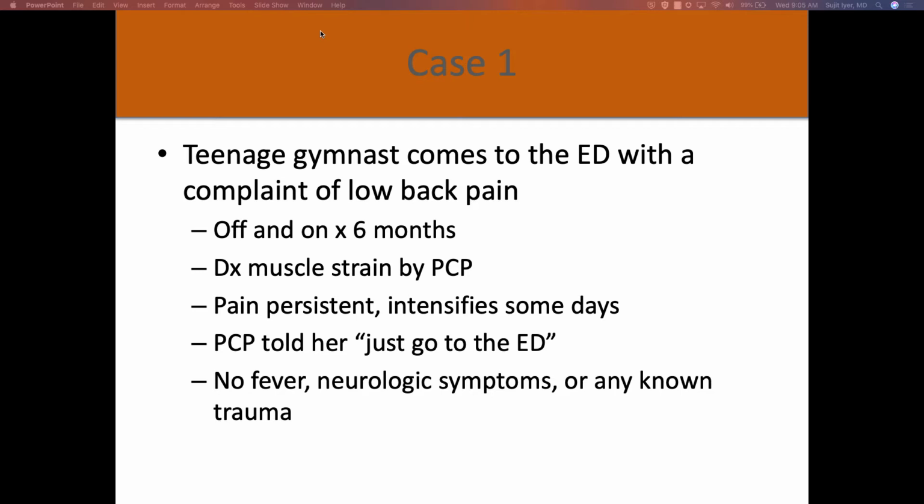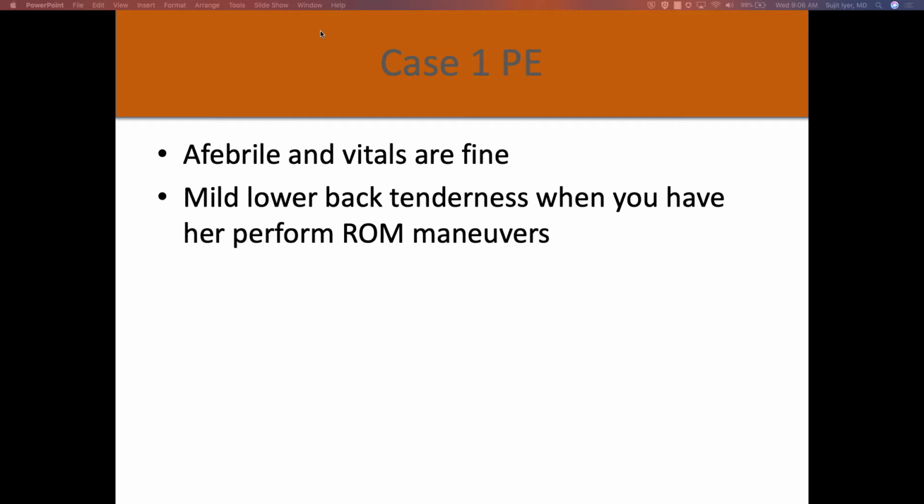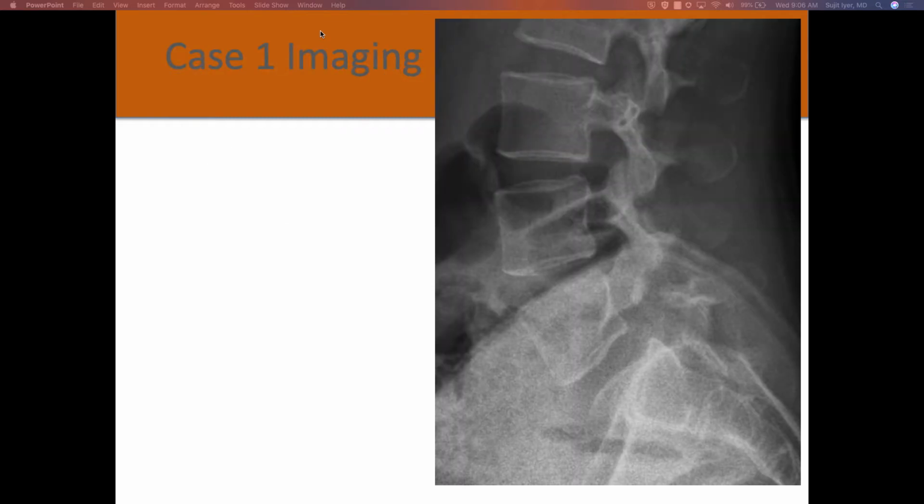So case number 1. Here we have a teenage gymnast who comes to the ED with a complaint of low back pain. It's been on and off for about 6 months. She was diagnosed by her PCP with a muscle strain, but continues to have pain. It intensifies some days, and the PCP just told her to come to the ED. No fever, no neuro symptoms, no known trauma. On physical exam, vitals are all normal. She has some mild lower back tenderness when you have her perform range of motion maneuvers. And then this is her x-ray.